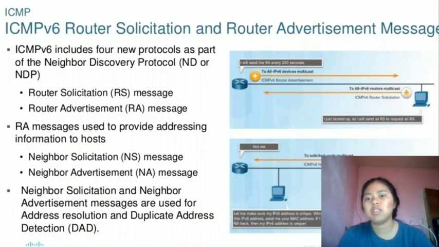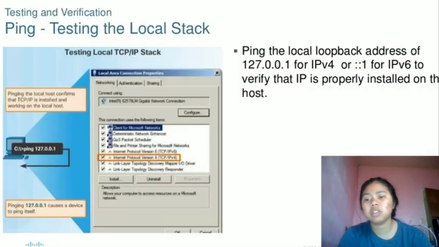ICMPv6 includes 4 new protocols as part of the Neighbor Discovery Protocol. Router solicitation and router advertisement. The RA message is used to provide addressing.